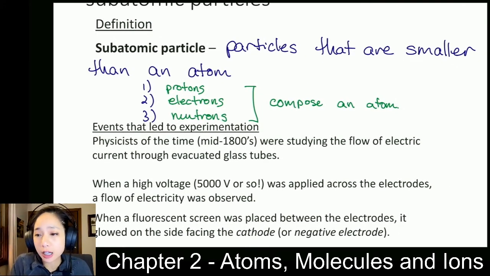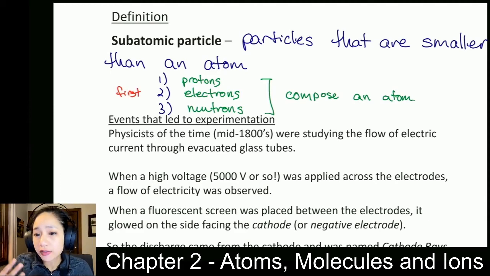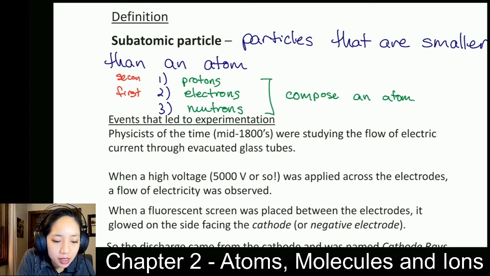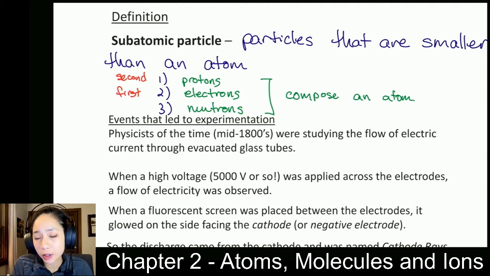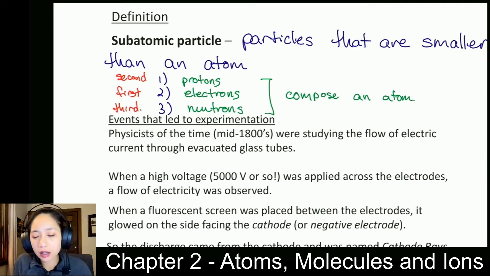All right, and we'll talk about the experiments and the events that led to the discovery of these three subatomic particles. Take note that the first subatomic particle discovered was the electron. Electrons have a negative charge, and that was something they were able to take advantage of in order to discover it. The next subatomic particle discovered was the proton. Protons have a positive charge, so they were able to observe that. And the last subatomic particle discovered, and pretty late by the way, was the neutron. Neutrons are neutral. They only have mass, so it was harder to detect with the instrumentation they had at the time.